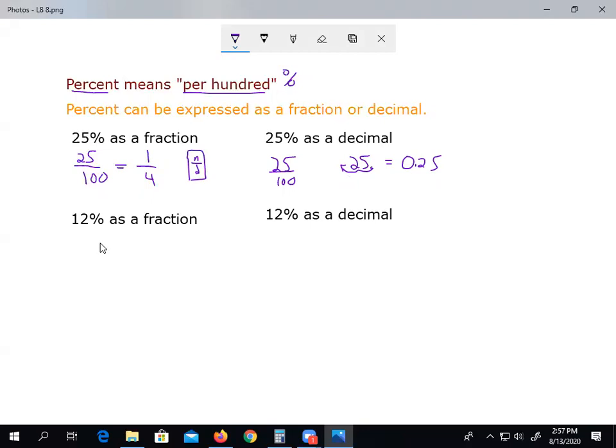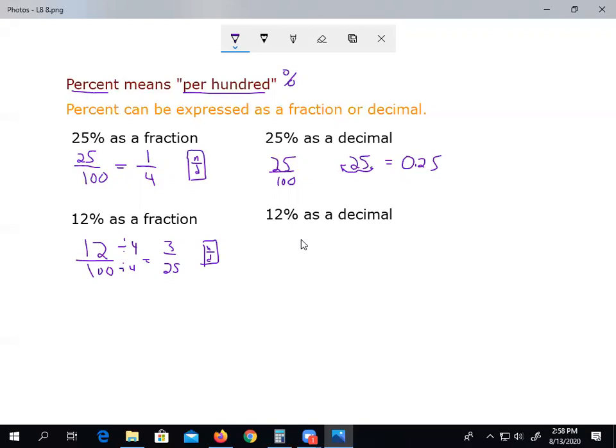So 12% as a fraction would be 12 out of 100, or 12 over 100, if you will. A common divisor, I could see a 4 goes into 12 and a 4 goes into 100. So 4 goes into 12 3 times, 4 goes into 100 25 times. And again, if you use the N over D button on your calculator, all you gotta do is hit that button and just follow the keys there, but it's pretty straightforward how to put a fraction in the calculator.